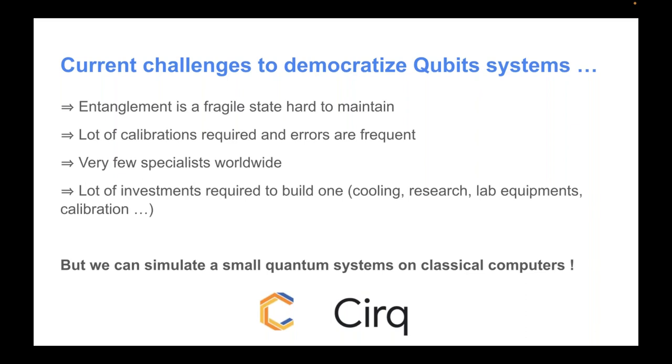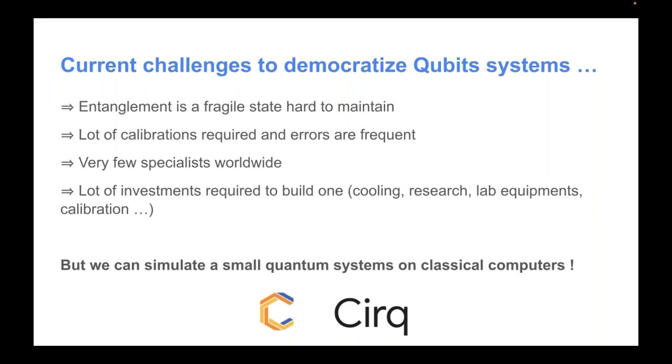And the second and last thing about quantum: if someone wants to build a new quantum machine, a new quantum chip, it takes a lot of investment. It's really something about cooling, research, lab equipment. It's hundreds of thousands of dollars of lab equipment everywhere to be able to send signals and read signals from the computer. And I'm not even talking about the materials and the system you have to build to get this thing working.